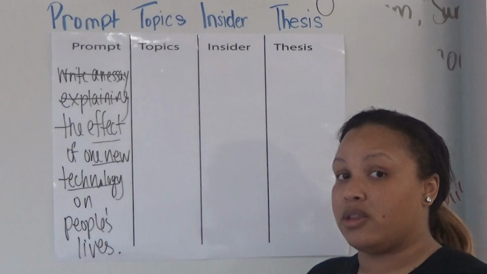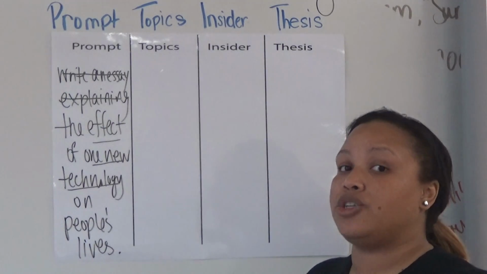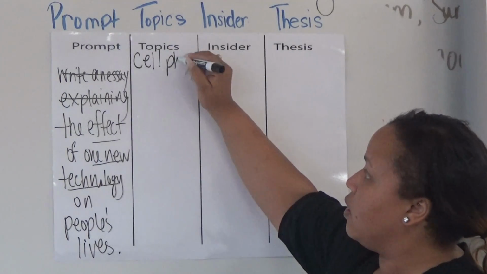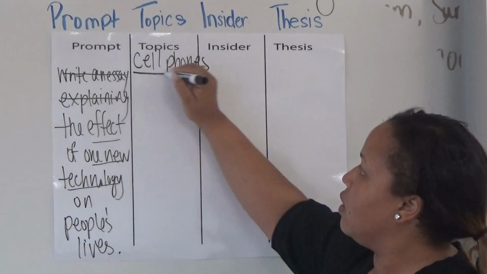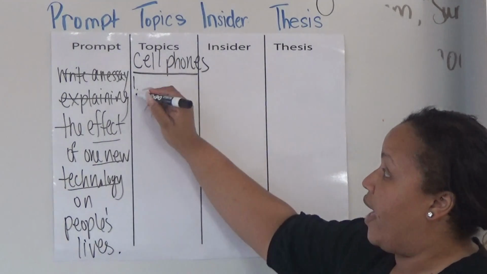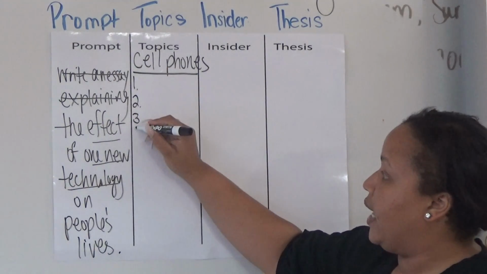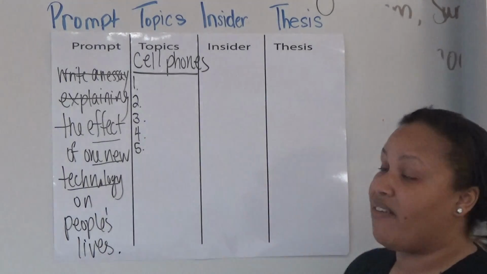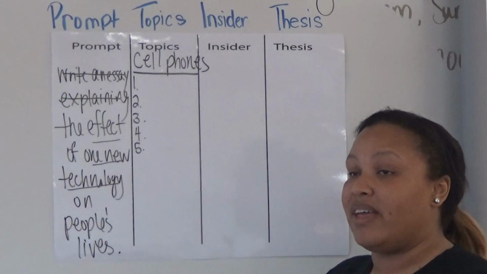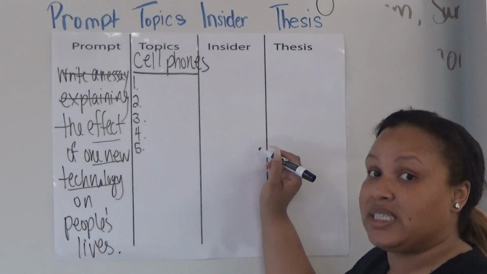If you deconstructed the prompt, you should already know what technology you want to write about. For this instance, we will choose cell phones. The topic that you have to derive is based on the effect. In topics, you give yourself 5 options. You do not want to settle for 2. Give yourself 5 and then select the 2 that you will write for on your insider.